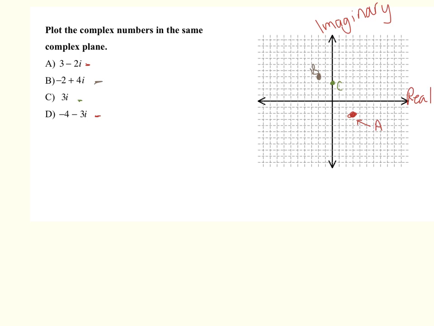For letter D, it's -4, take away 3i, so the real part is -4, so I'll go to the left 4. And then -3i, so I'll go down 3. And there's my point for letter D.